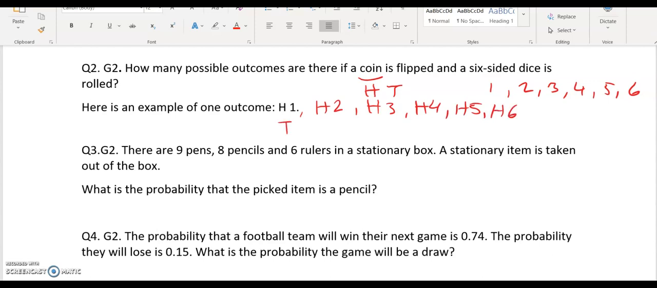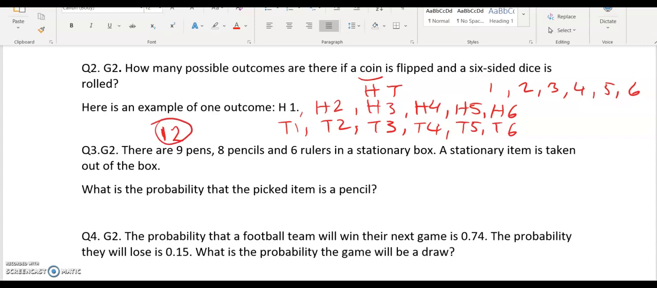If I get tails, I can get tail and 1, tail and 2, tail and 3, tail and 4, tail and 5, and tail and 6. So these are the possible outcomes. The question is how many of them. So counting them, 6 and 6 is 12. So the answer should be 12.